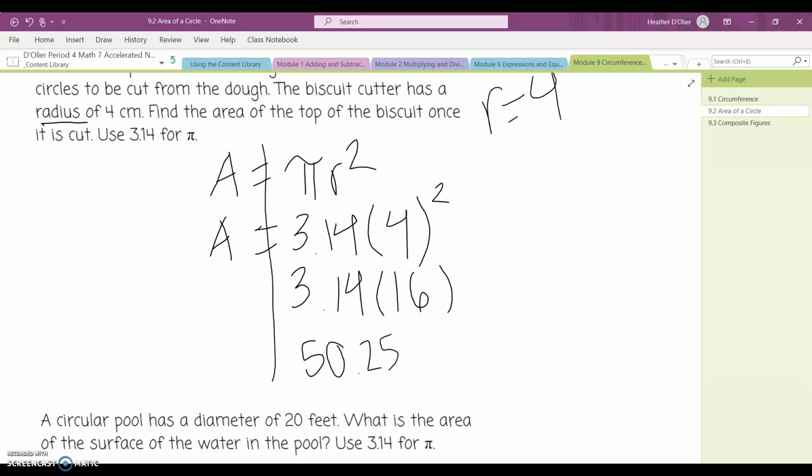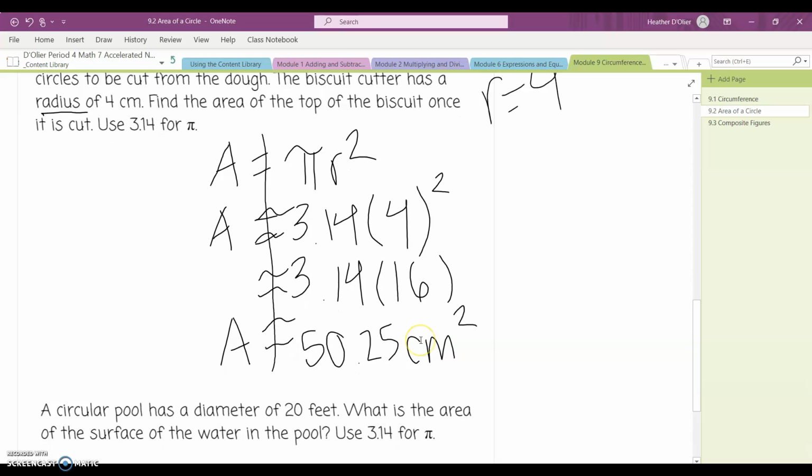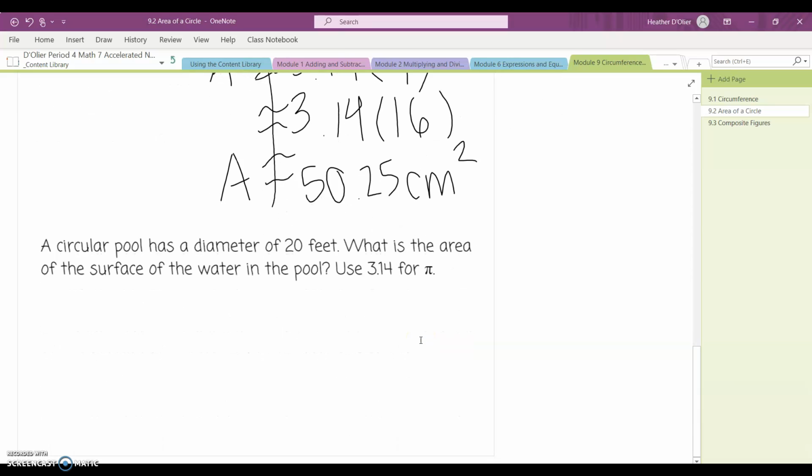50.24. And I was silly. This should have been an approximate because remember, once we use 3.14 for pi, we're rounding. So we need to use approximation symbols. So the area of this biscuit is approximately 50.24 centimeters squared. Remember, area is squared. So that was one example.